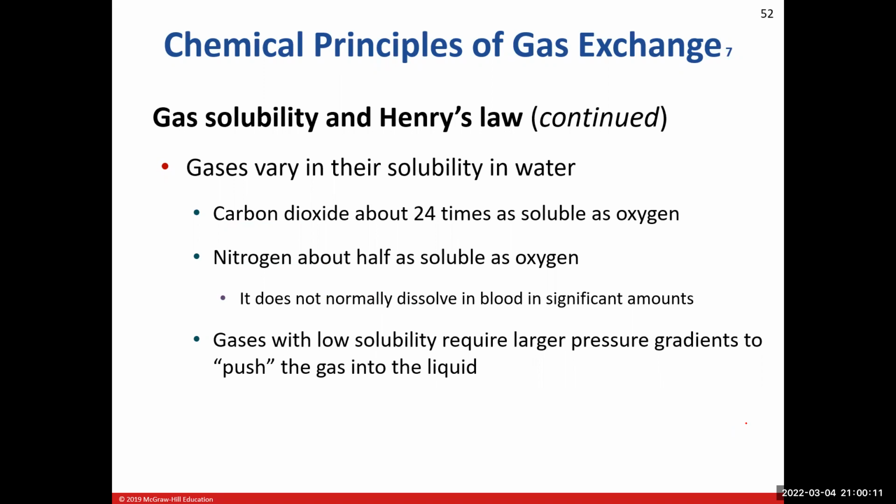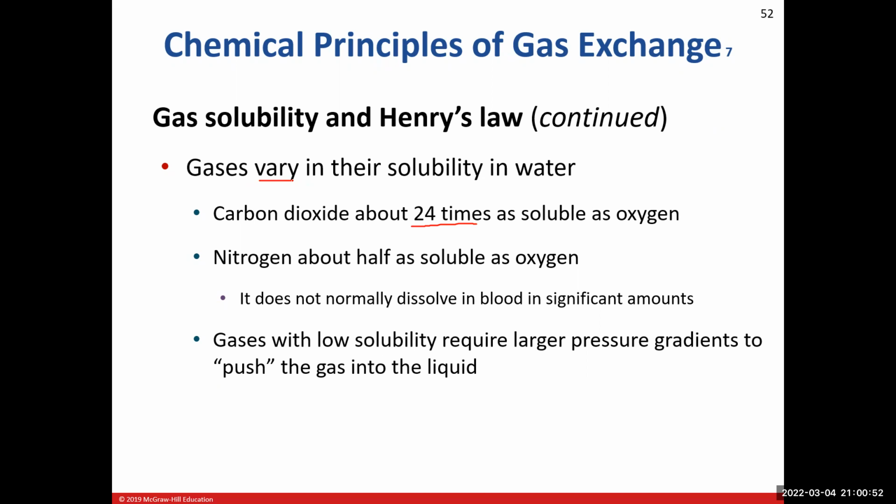So this is important, because carbon dioxide is way more likely to go into solution than oxygen. It is way more likely to dissolve into your blood. When we're discussing the solubility of gases, gases are going to vary in their solubility in water, meaning some gases will dissolve into water much easier. Some won't.